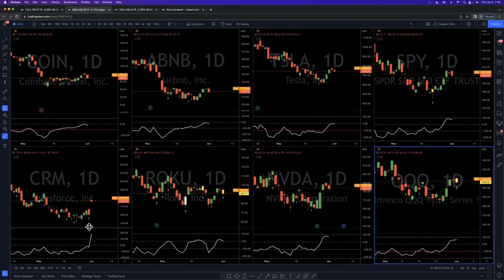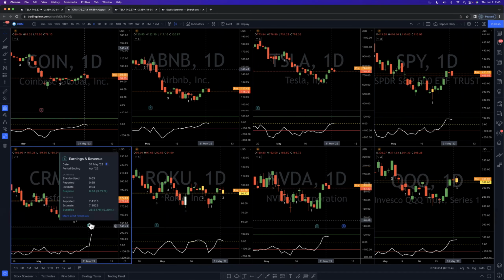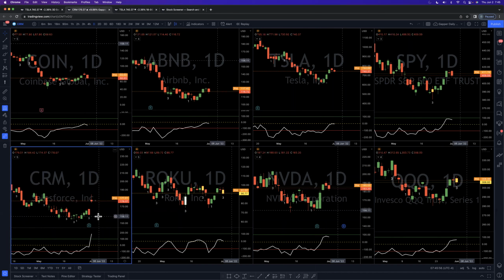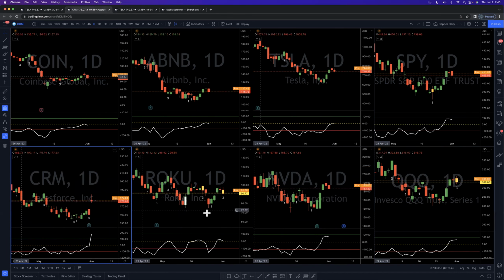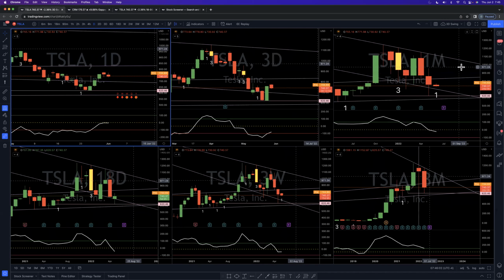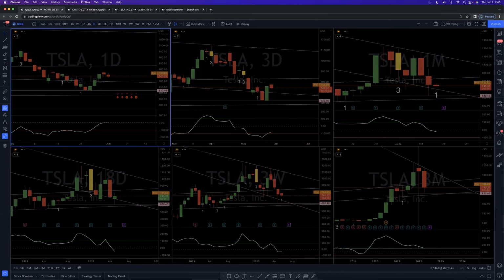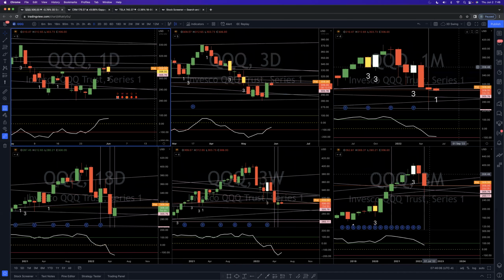CRM actually had reported the day before. They had good earnings, so they gapped up, formed this shooter. We'll see what happens with that. But let's look at the Qs and a broader market, okay? So you can see on the daily, it took that range, but it still closed right on this broadening formation that we had drawn.